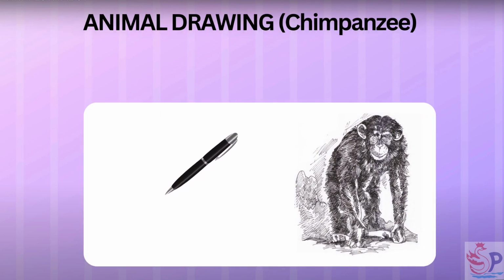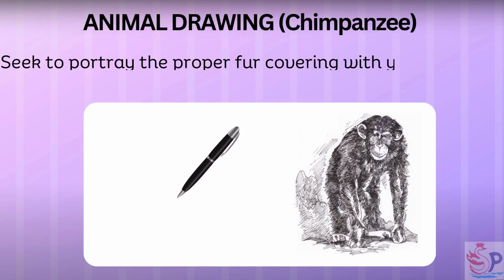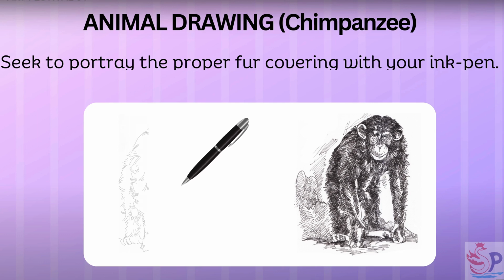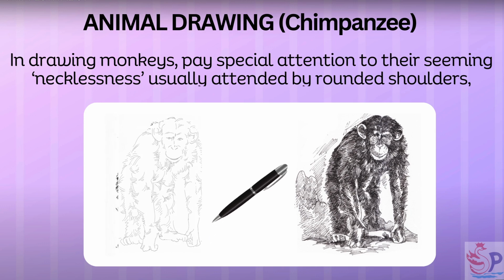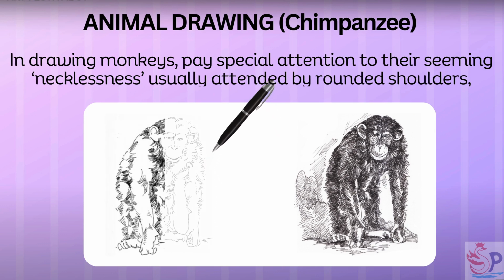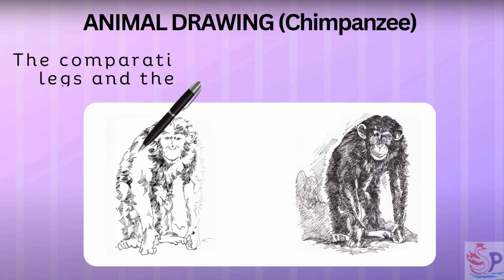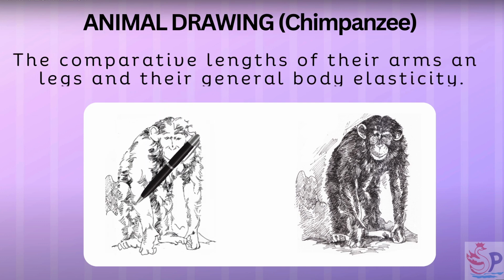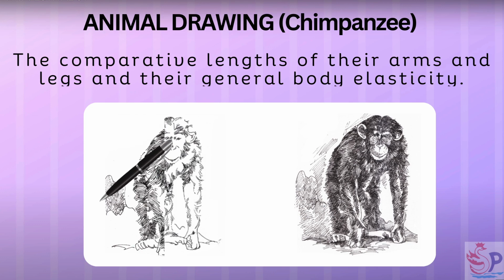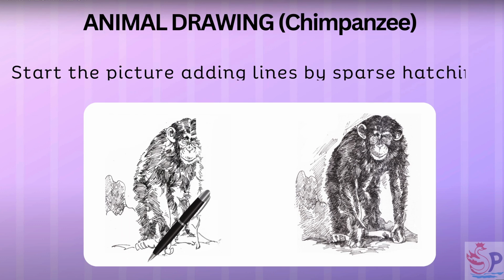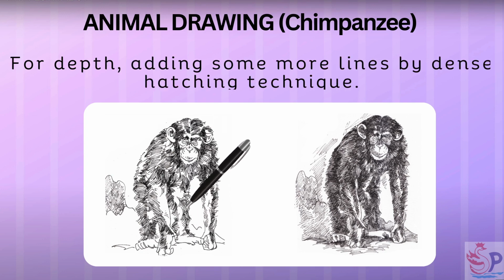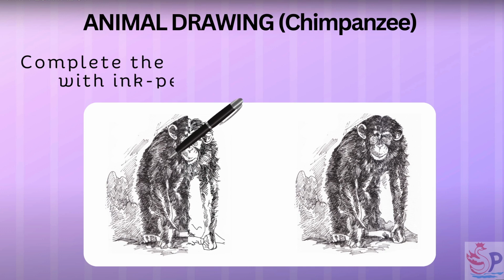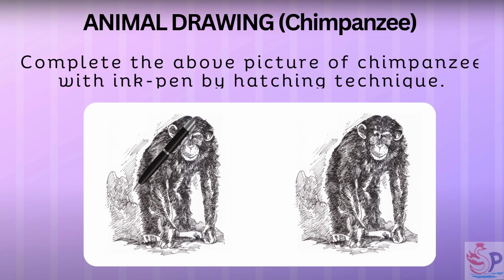Animal drawing. Chimpanzee. Seek to portray the proper fur covering with your ink pen. In drawing monkeys, pay special attention to their seeming neckless appearance, usually attended by rounded shoulders, the comparative lengths of their arms and legs and their general body elasticity. Start the picture by adding lines by sparse hatching. For depth, add some more lines by dense hatching technique. Complete the above picture of the chimpanzee with ink pen by hatching technique.